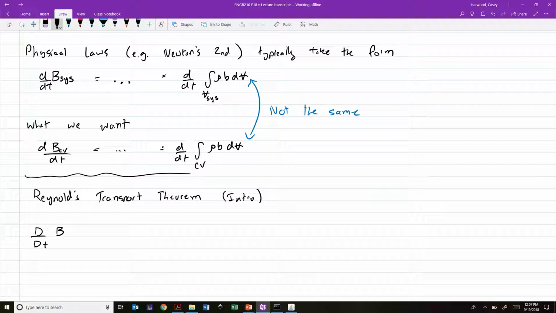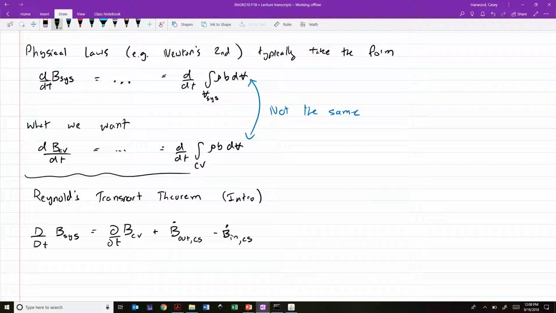of big B in a system is going to be equal to the time rate of change of that B contained in a control volume plus the amount of B out through a control surface minus the amount of B in through a control surface.